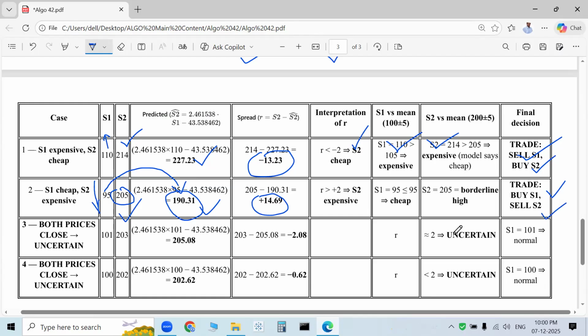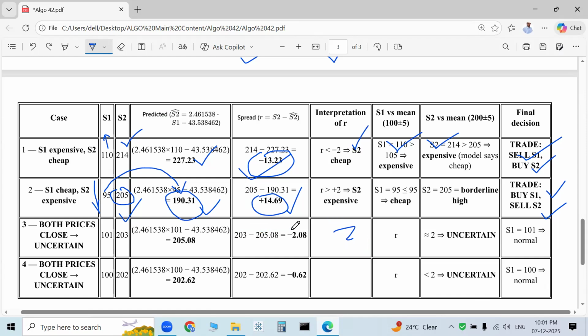Logic is very simple. If this spread value is coming negative, then sell S1 and buy S2. If this spread value is coming positive, buy S1, sell S2. But there is a rule behind this positive and negative also. This value has to be more than 2. So I kept a threshold of 2. If there is a difference of about 2 or 3, then we are going to trade. Otherwise, we are not going to trade.